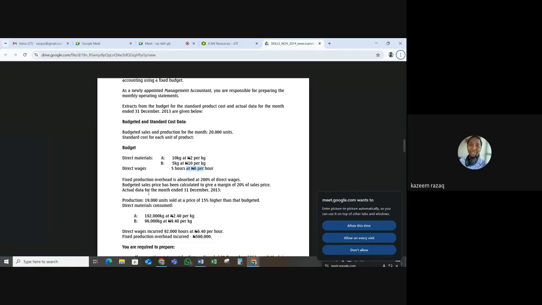We are given that the budgeted sales price has been calculated to give a margin of 20% of sales price, right? So we are saying that our selling price will give us a margin of 20%, which is a profit. What is margin? Profit on sales. Are you sure you understand what I mean? What is the meaning of margin? Margin is profit on sales. Markup is profit on cost.